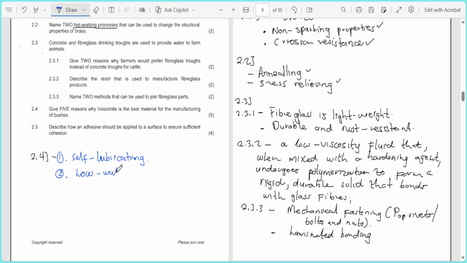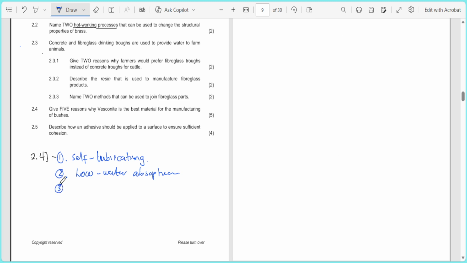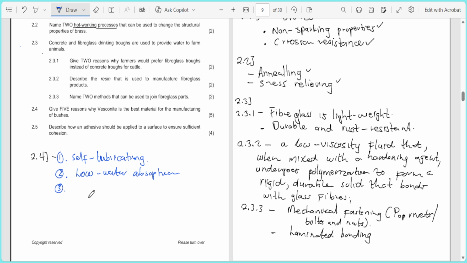Point number 2, we have low water absorption. So unlike nylon, which in a case where water is ingressed, it swells, right? Vesconite maintains dimensional stability in wet conditions. This does prevent seizure on shafts.